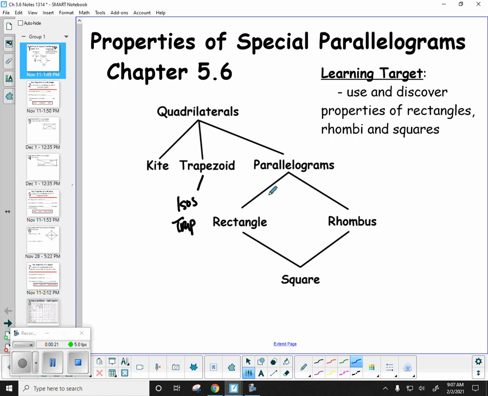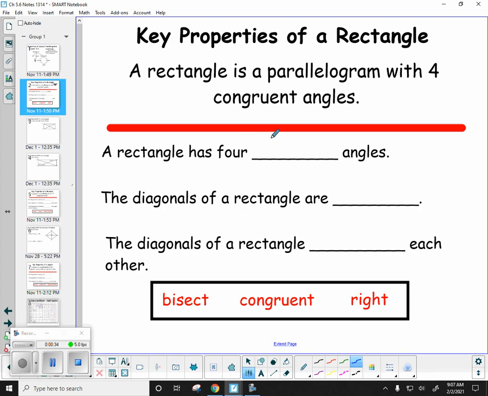Okay, so keep in mind they are all parallelograms, right? The rectangle is a parallelogram, the rhombus is a parallelogram, the square is a parallelogram, but they have extra things about them that are special. So we're going to start first with a rectangle. By definition, a rectangle is a parallelogram with four congruent angles.